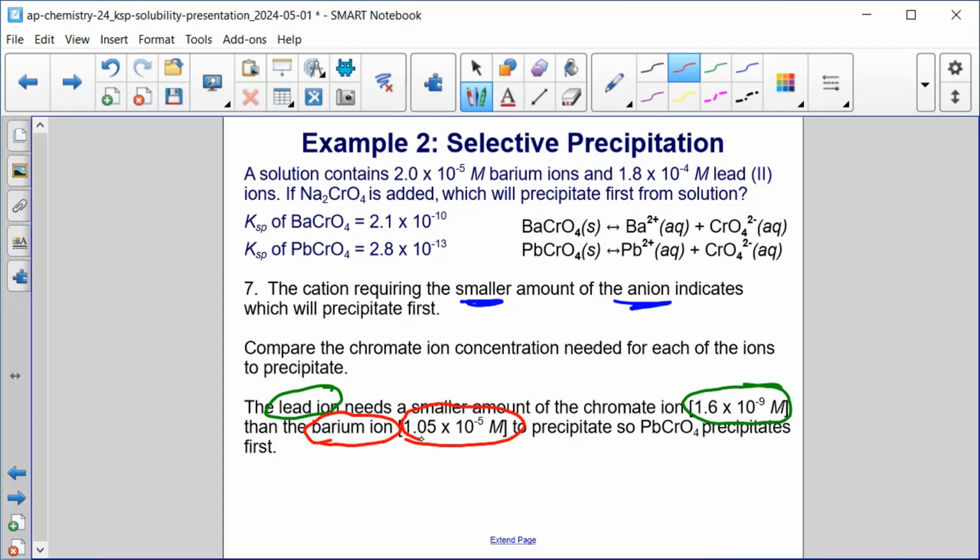So which one requires the least amount of anion? The smaller number here is the 1.6 times 10 to the minus 9. So it is the lead ion that will begin to precipitate first. So we will see lead chromate precipitate first.